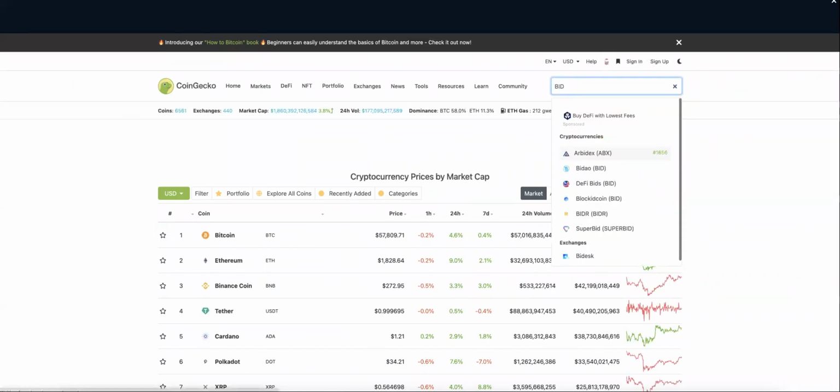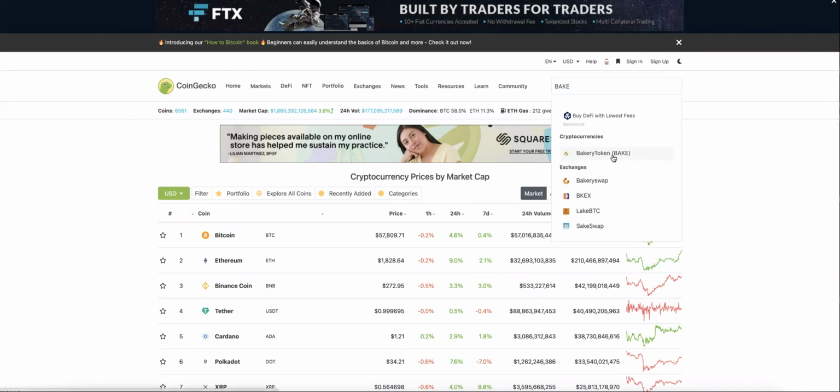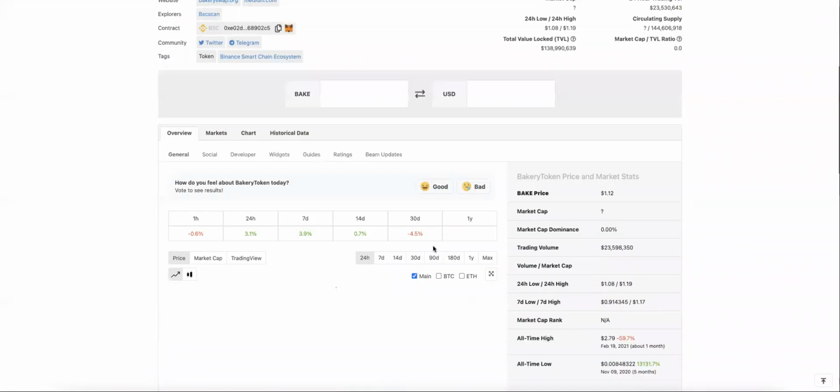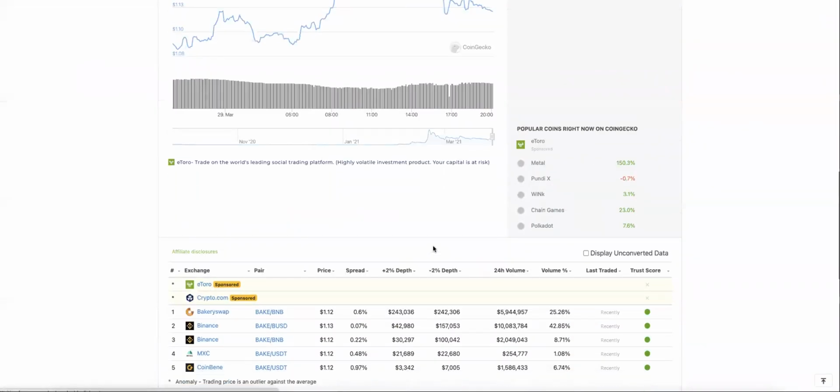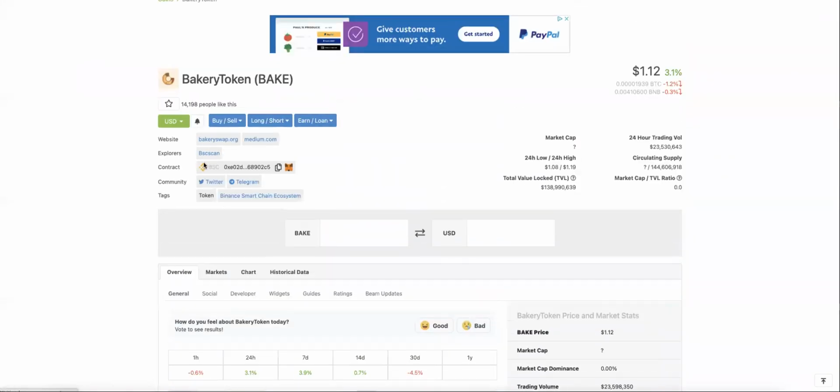For example, we chose ByDAO, we've done it before, or let us look at Bake, for instance. Bakery token is Bake, but I don't think it is on Uniswap, let's have a look and see. So Bakery token is not on Uniswap, because it is a Binance Smart Chain token. Now, Uniswap is built on Ethereum.